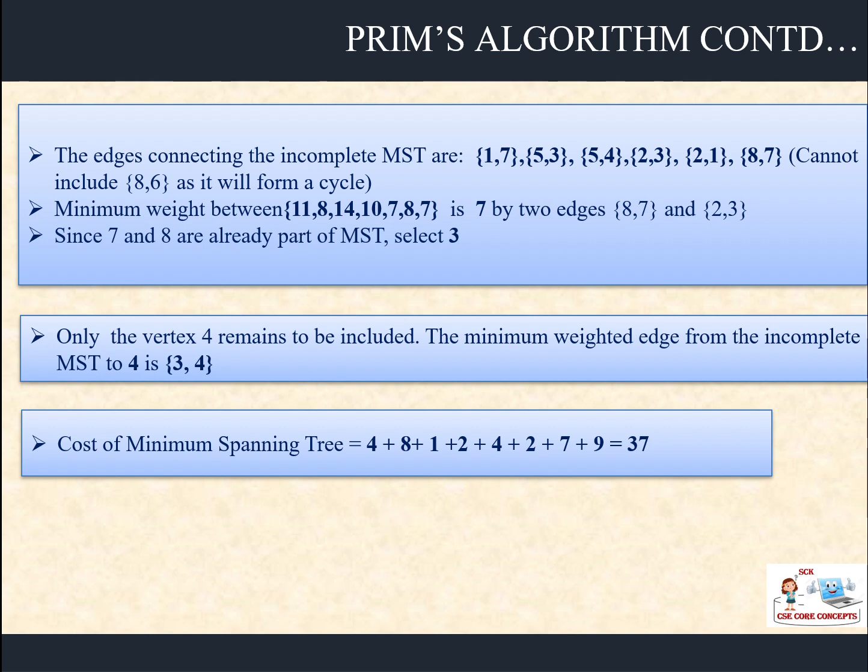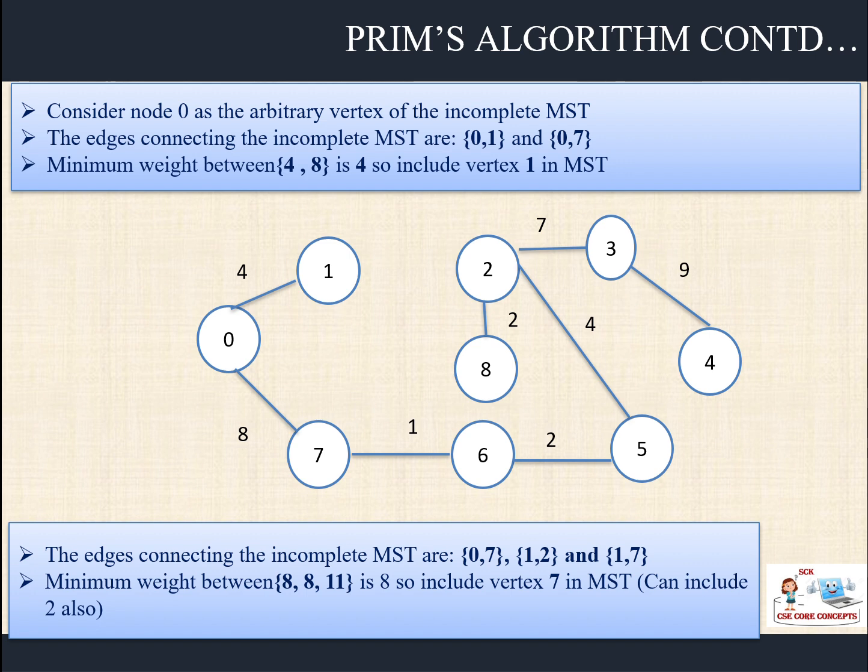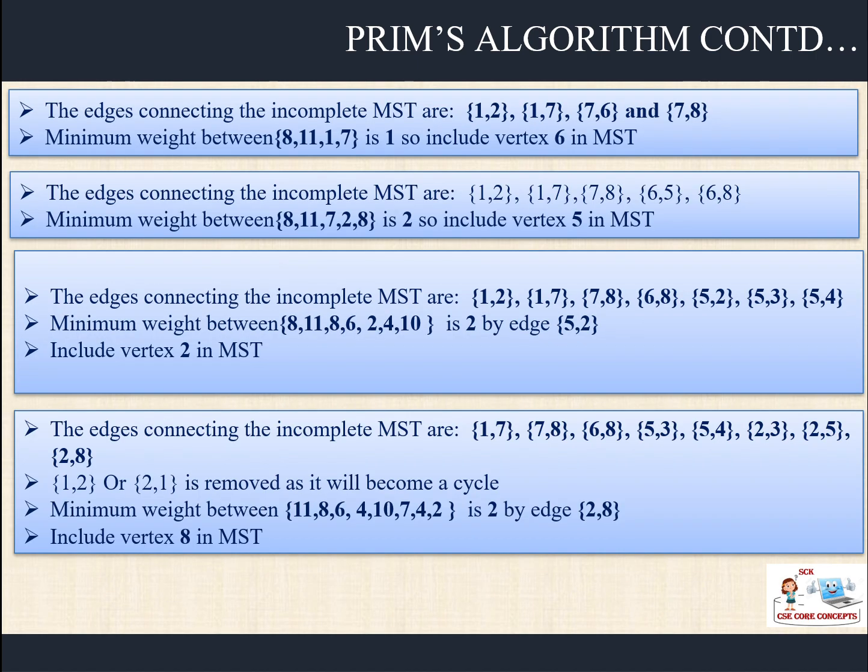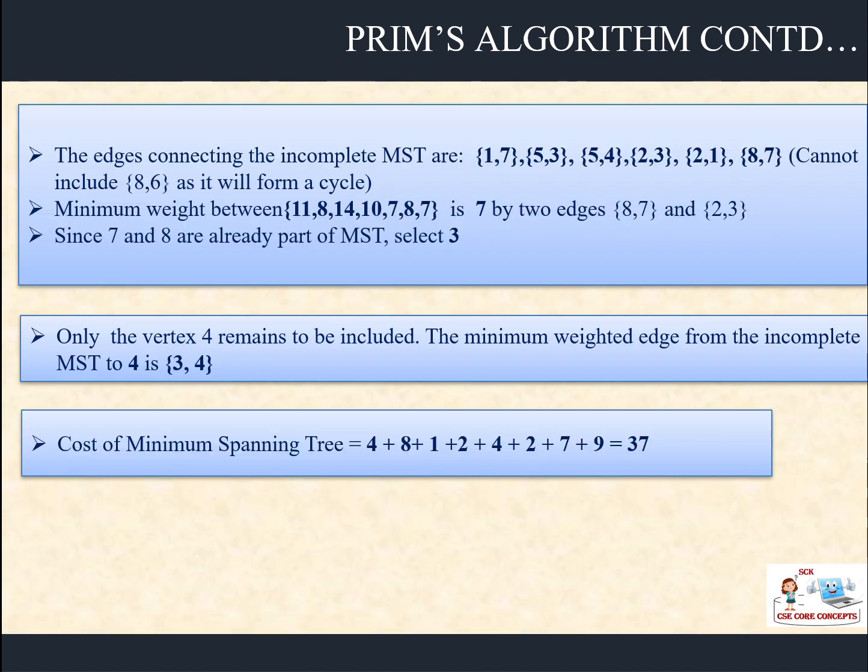So if I want to calculate the cost, we are going to add up all the weights. Okay, so if the minimum spanning tree looks like this, right? So what are the weights? 4 plus 8 plus 1 plus 2 plus 2 plus 4 plus 7 plus 9. The value comes out to be 37. Okay, I hope you understood.